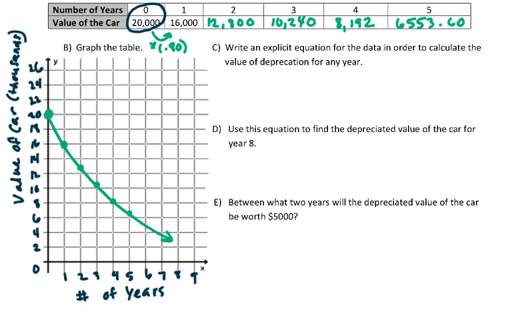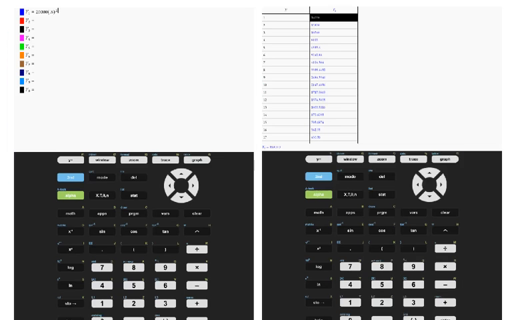So we're going to say y equals the initial amount at time 0 right here, which is our y-intercept, times our common ratio, or the thing that we multiply, so how you start and how you change. So times 0.80, which you can just write as 0.8 to the x. Use this equation to find the depreciated value of the car for year 8. So year 8 is when we go to our table and we look at x equals 8 and figure out what the output is. So let's go back to our calculators.